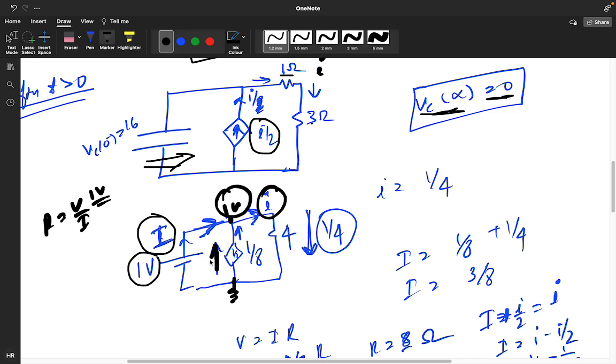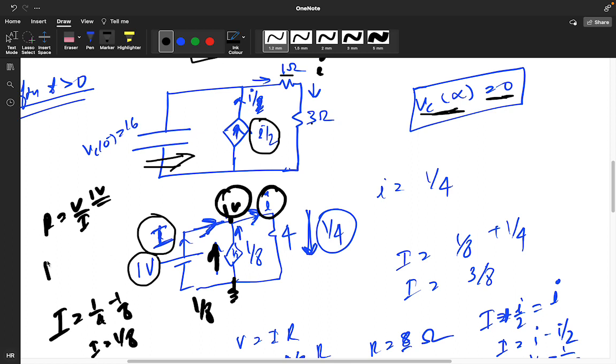And I by 2 is flowing in this direction. So 1 by 8. Use the KCL and you will get the answer. 1 by 8 is coming this side and 1 by 4 outgoing. So incoming minus outgoing, and you will get 1 by 4 minus 1 by 8.